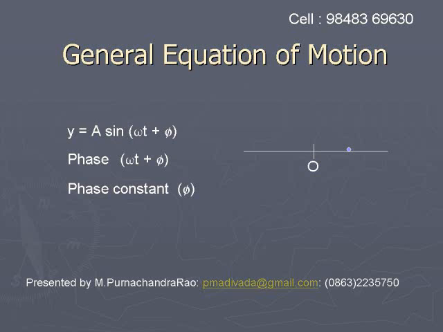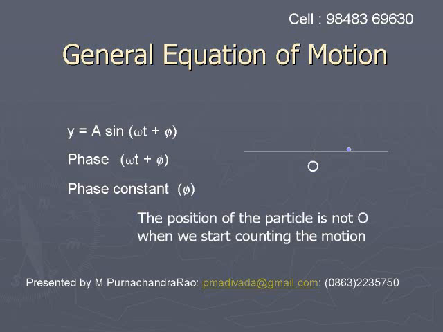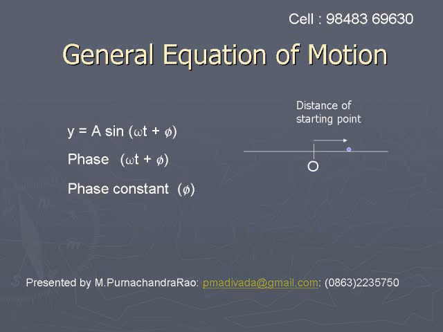From this equation, it is evident that the particle will not start from O when we count its motion. The position of the particle is not O when we start counting the motion of this particle. It will be at some distance from the equilibrium position.